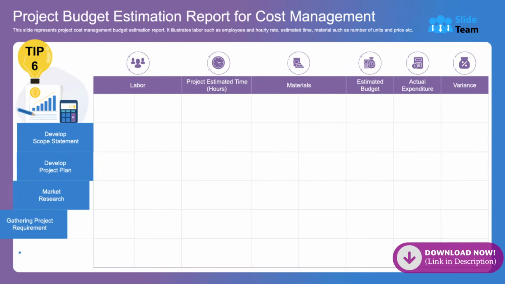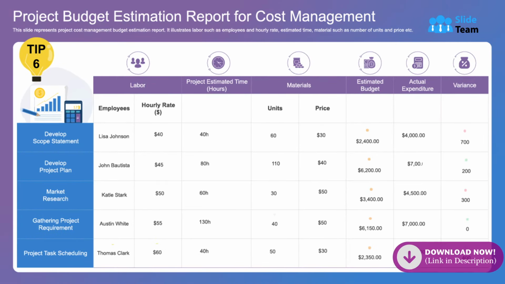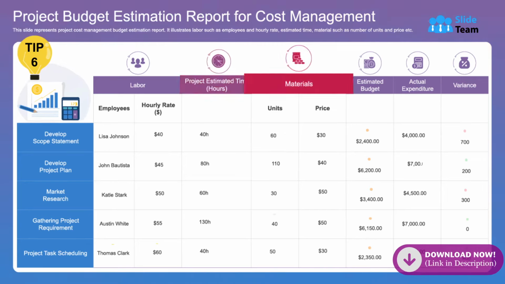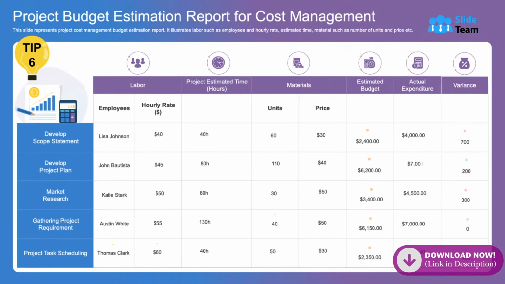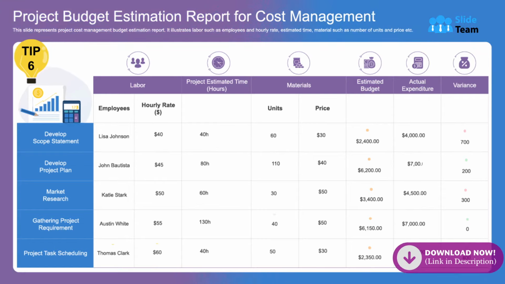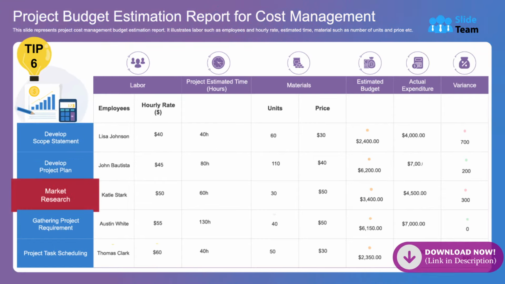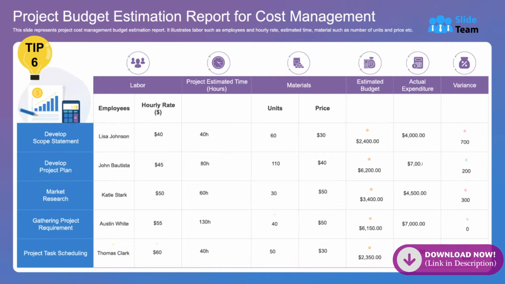Tip 6. Never ignore a detailed budget that considers estimated time, materials, required budget, experience, and variance. Activities that exhibit variance are scope development, project planning, market research, task scheduling, and so on.